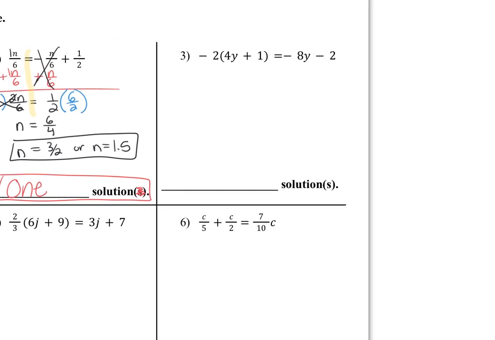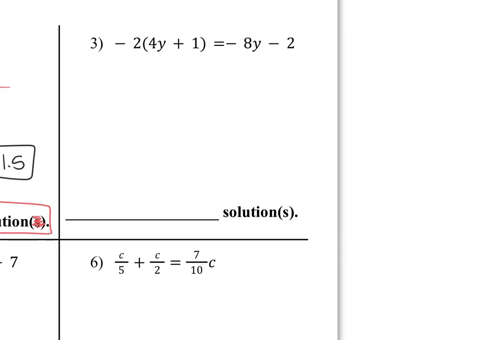Last one here, number 3. We have negative 2 times the sum of 4y and 1 equals negative 8y minus 2. Just like the first one, what do we have to do first? Distribute. Awesome. And distribute means multiply. When you multiply a negative number with a positive, what do we wind up with? A negative. Very good. So we have negative 8y minus 2 equals negative 8y minus 2.